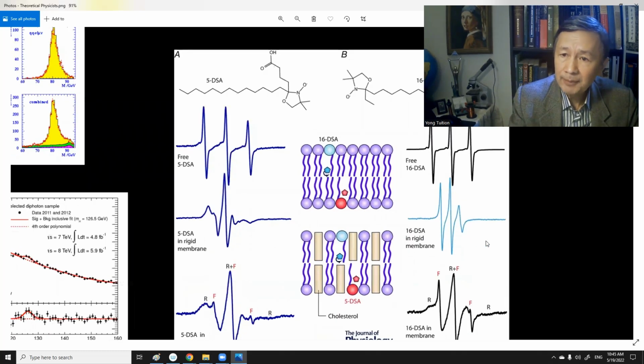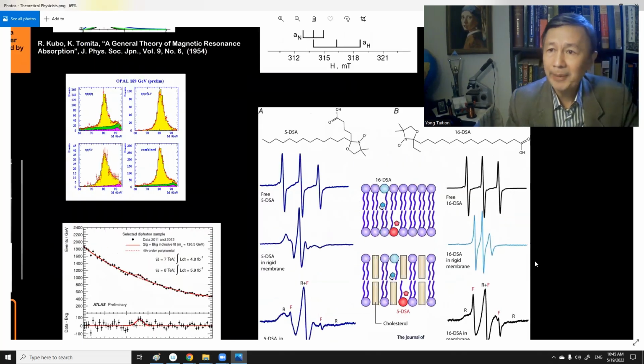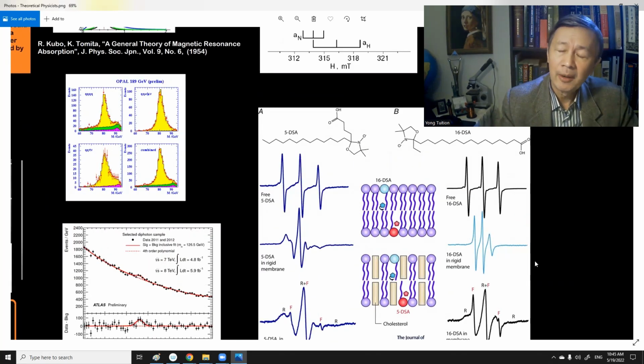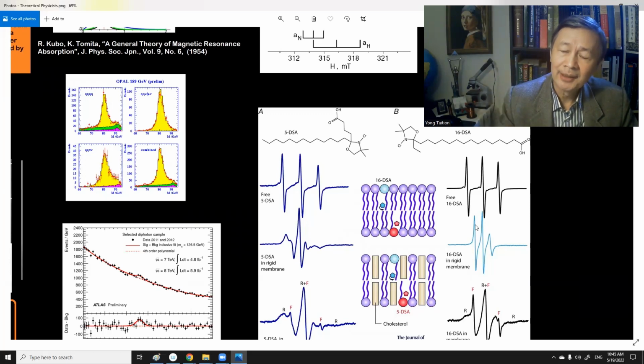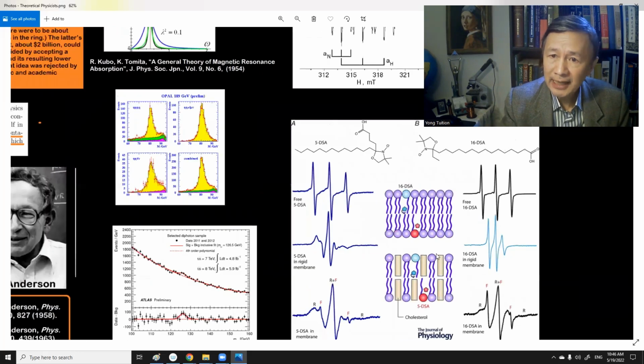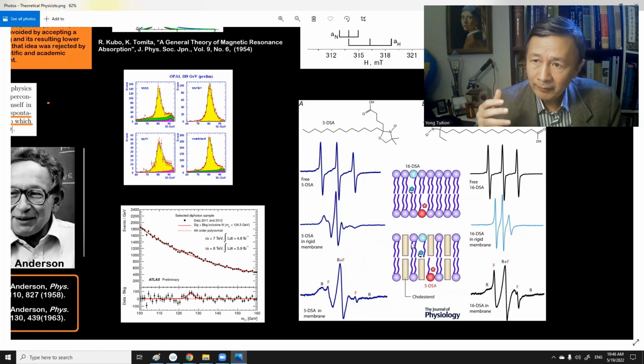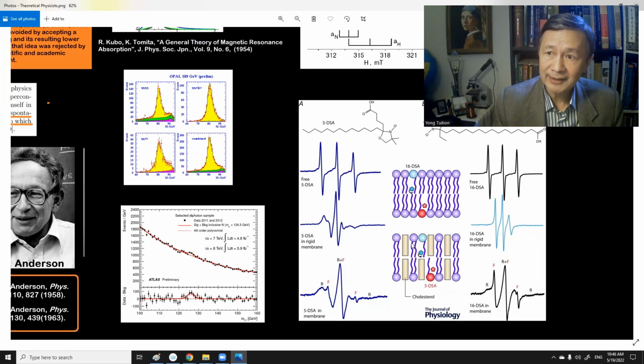This is another example using the electron paramagnetic resonance method, where a spin label made of nitroxide was sent into the bilayer of biological membranes to report local structural, conformational and functional information. That is how we use this very powerful and versatile experimental method to study complex systems, including biological systems.